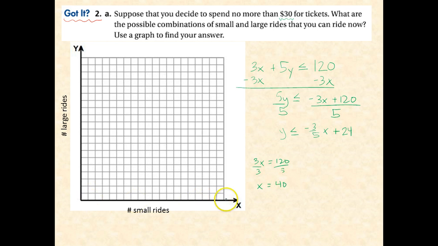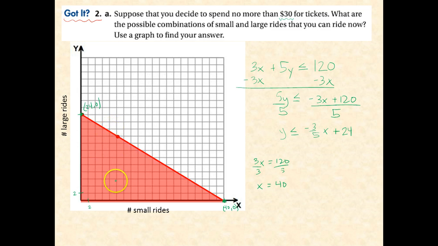So there's 20 squares here, so if we count each square as being 2, then this would be 40, 0. And then our y-intercept would be 24. So if we count each of these as 2 also, 4, 6, 8, 10, 12, 14, 16, 18, 20, 22, 24. And that is 0, 24. And then we draw our line.